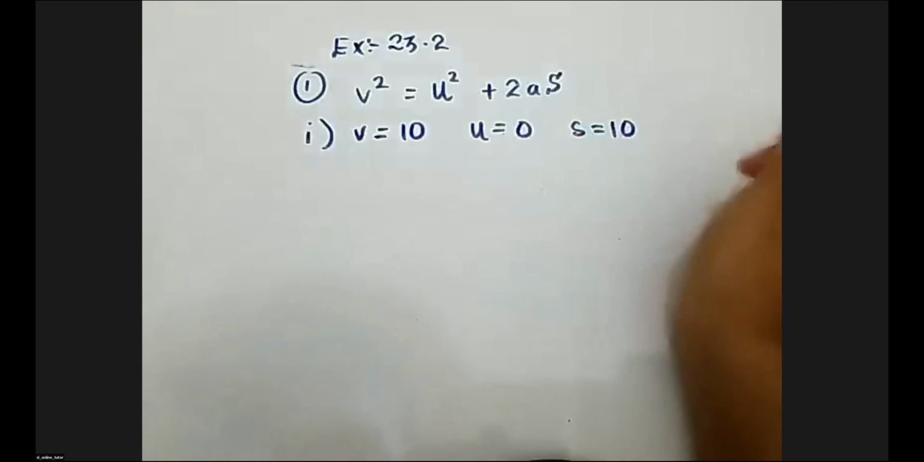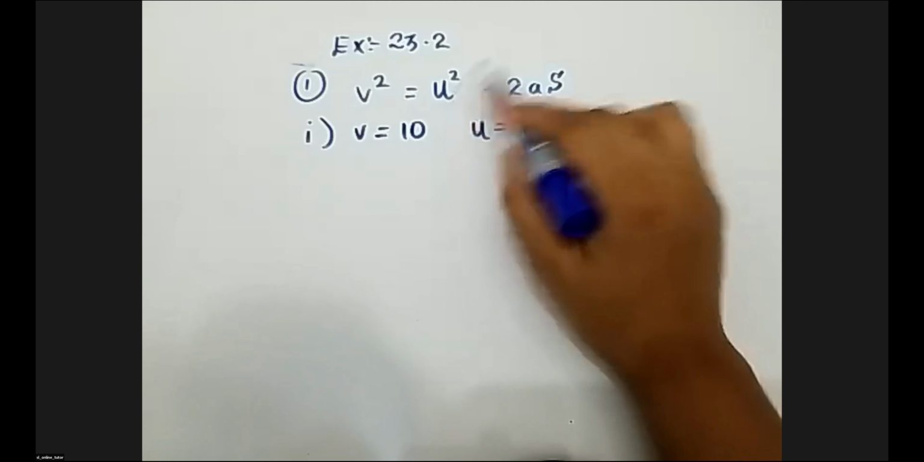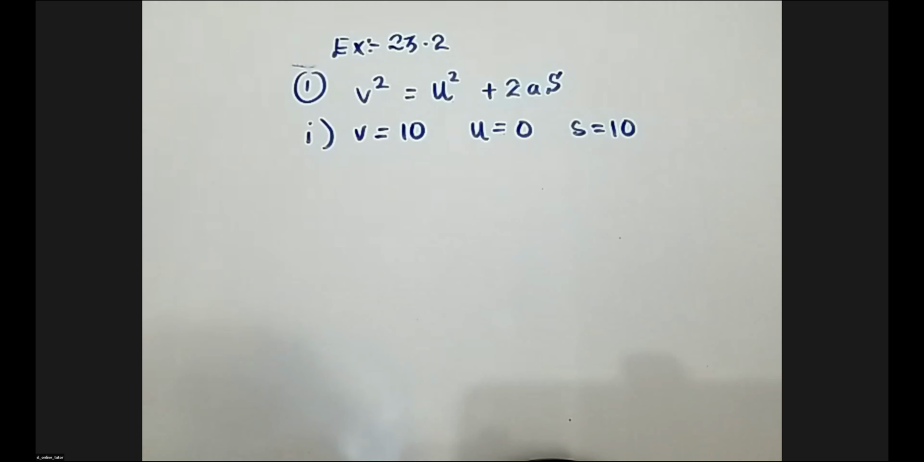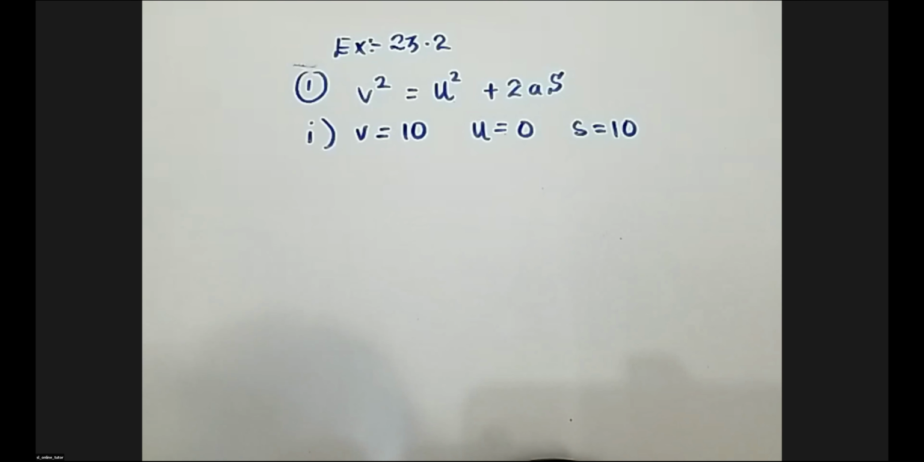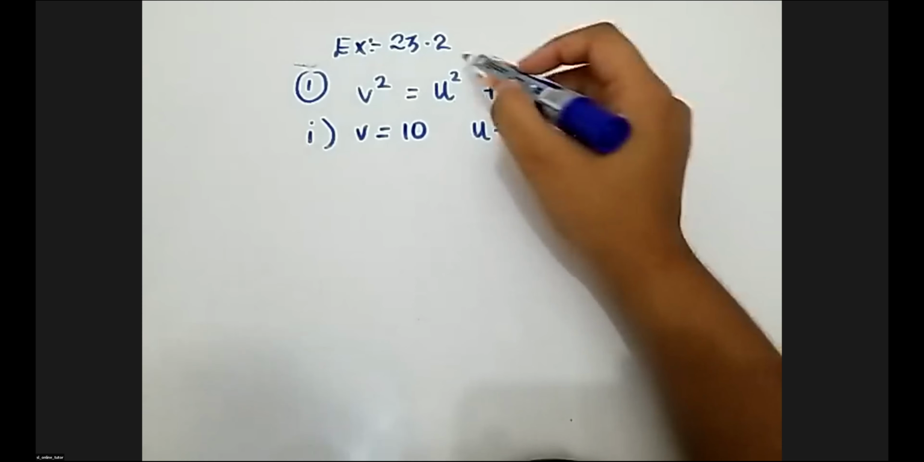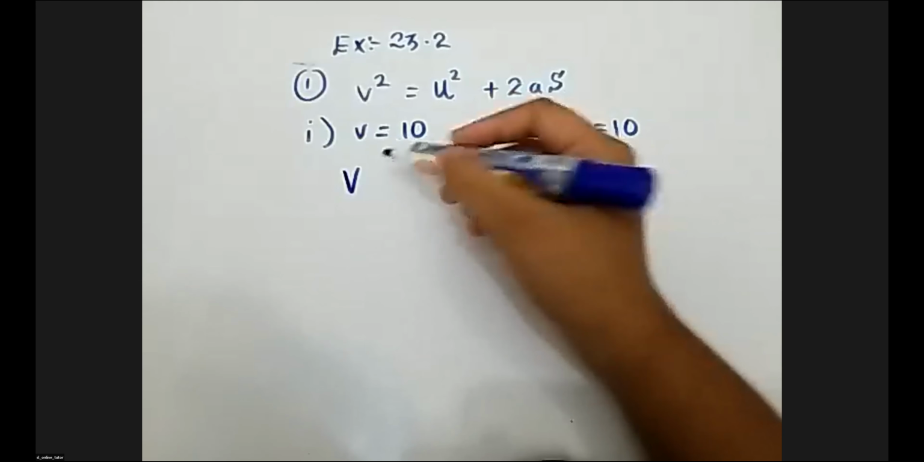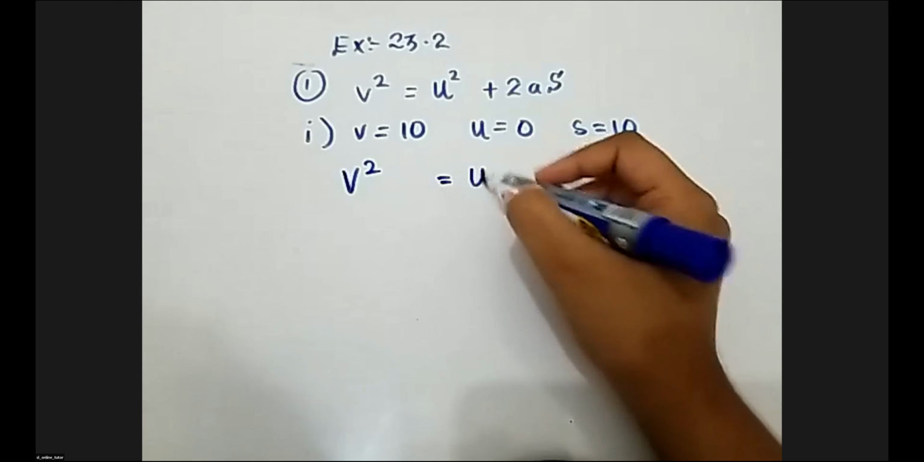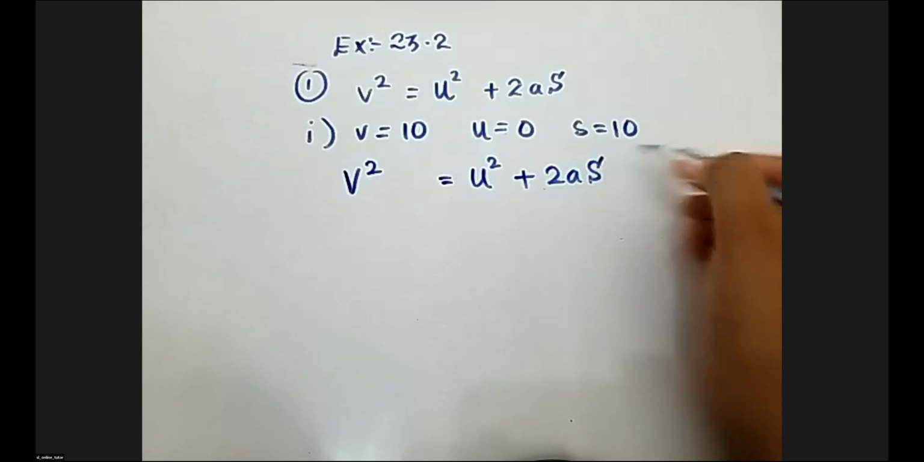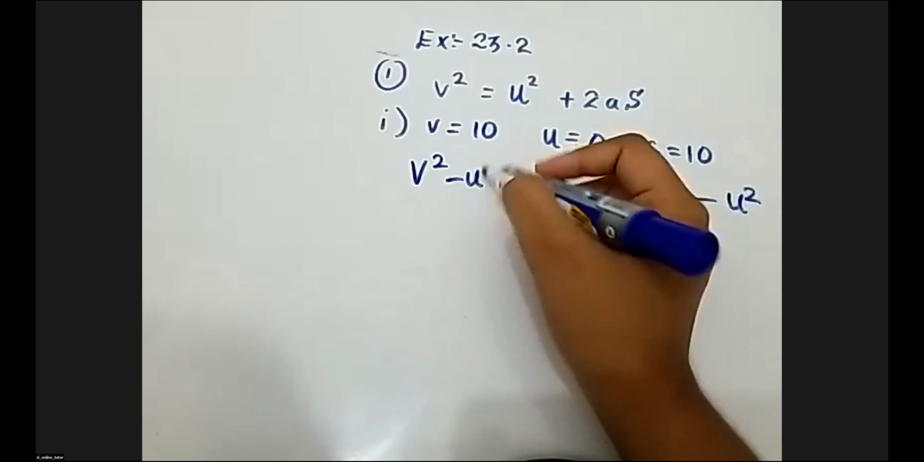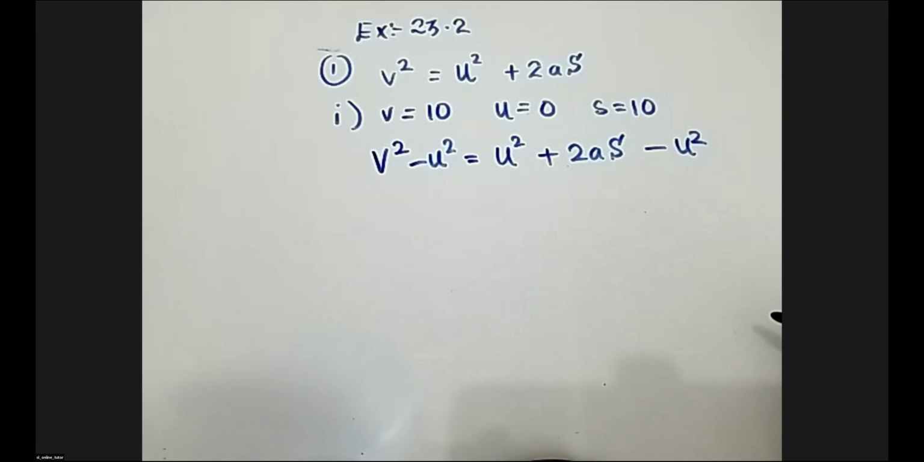To make A the subject of the formula, I have to remove U squared and 2S. What can I remove first? Is it U squared or 2S? U squared, because it's standing alone and the other is connected with two symbols, plus and multiplication. So the easiest to remove is U squared. It is a positive term. To remove that, I have to subtract U squared from both sides. Then only I can cancel plus U squared and minus U squared.